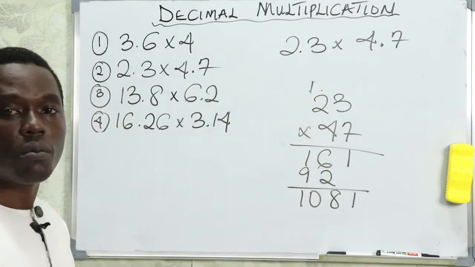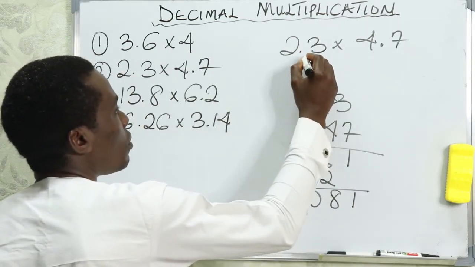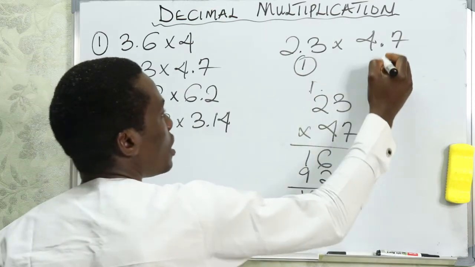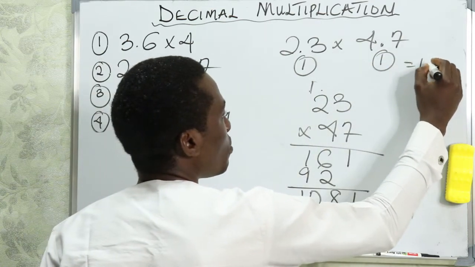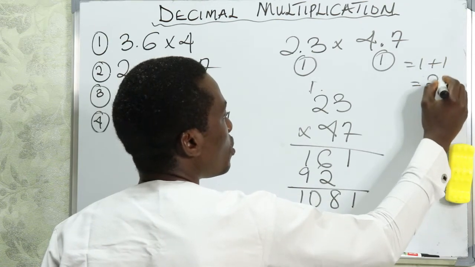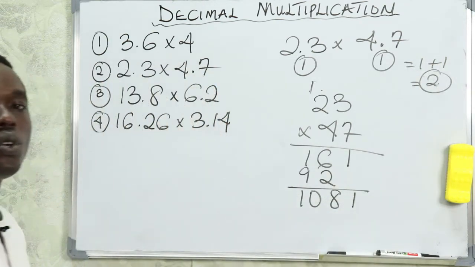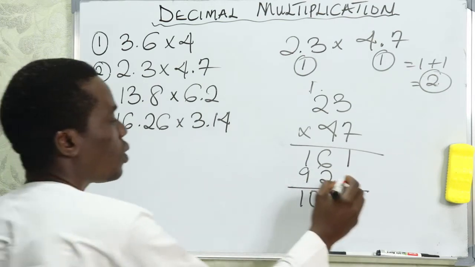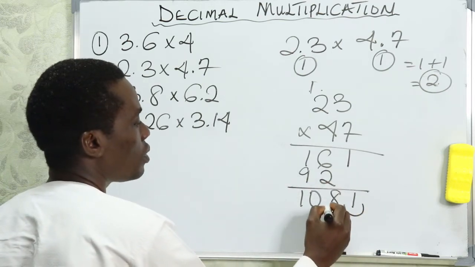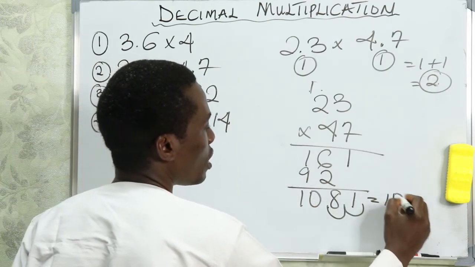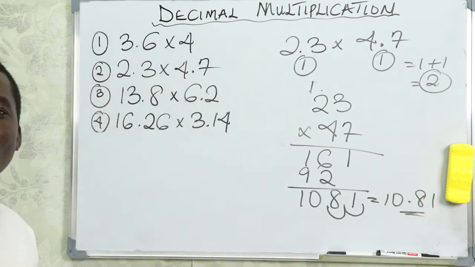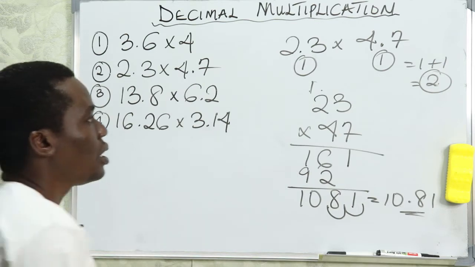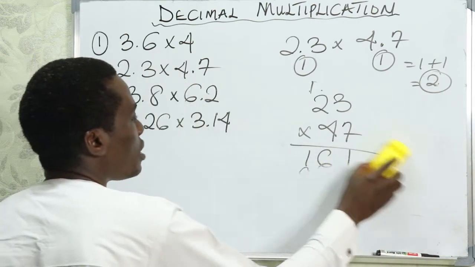So what do we do? This has 1 number after the decimal point. Here we also have 1 number after the decimal point. So that will give us 1 plus 1, which is equal to 2. So we have 2 numbers after the decimal point. We'll count from here, 1 and 2. So that will give us 10.81. So you see, it's very easy. Now let's look at the next question.